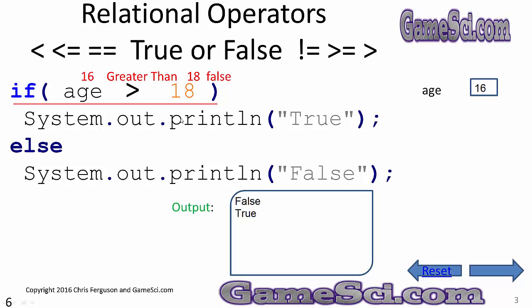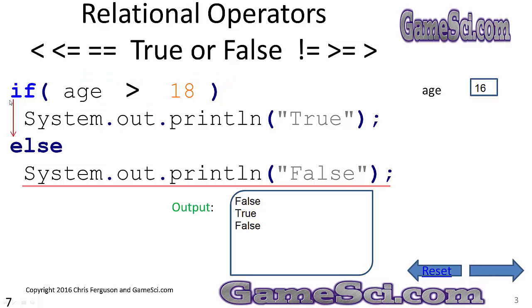to execute. With 16 in the age variable and looking at the greater than operator, 16 greater than 18 is a false. So during this particular execution of the code, since the condition is false, it will choose to execute the else portion of the code, and we'll output the word false, and you'll see false show up here.